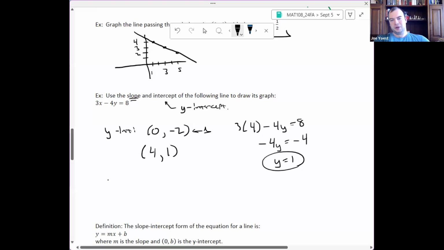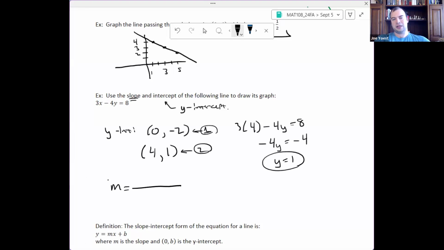And I'll call this point 1 and this point 2, just to stay consistent with which one I'm subtracting from which one. So the rise, 1 minus a negative 2, over the run, 4 minus 0. 1 plus 2 is 3 over 4. My slope is 3/4. Any questions so far?